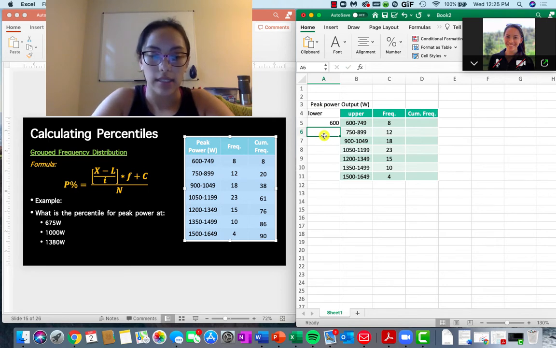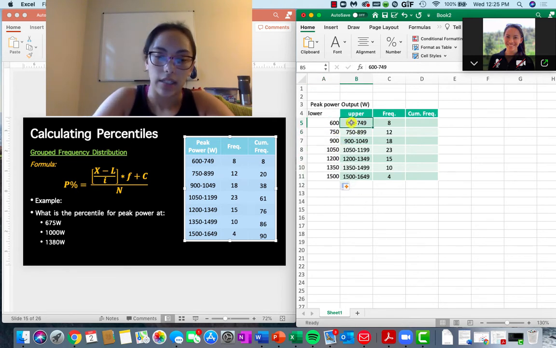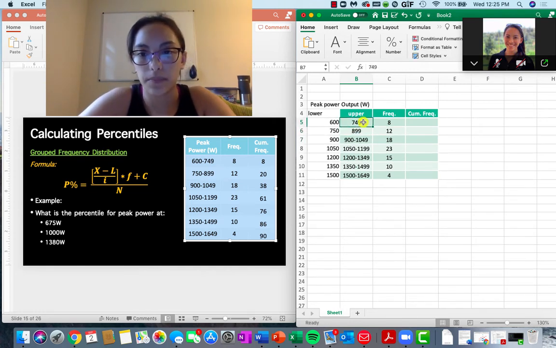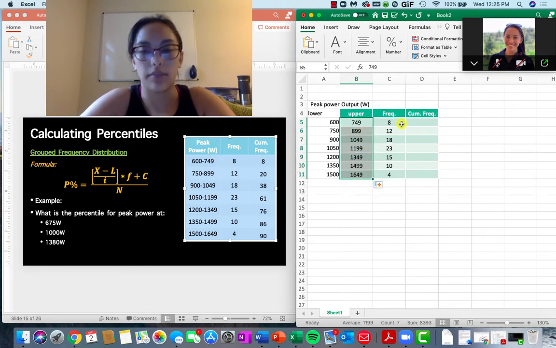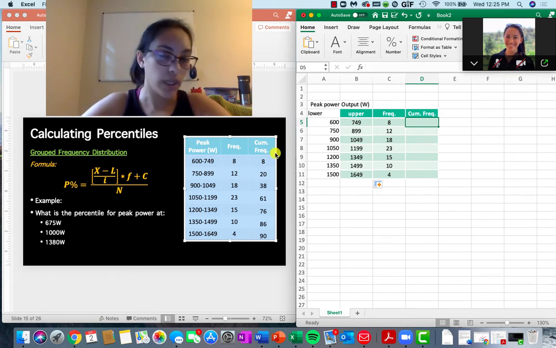Okay, and this is in watts, right? So I'm going to say 600, 750. I've identified some type of numerical pattern, and then I can do the same thing for this side. 749 to 899. Identify a pattern, and we should end up at 1649, which is correct. Okay. My cumulative frequency, these didn't pop up obviously because they are inserts on my PowerPoint.